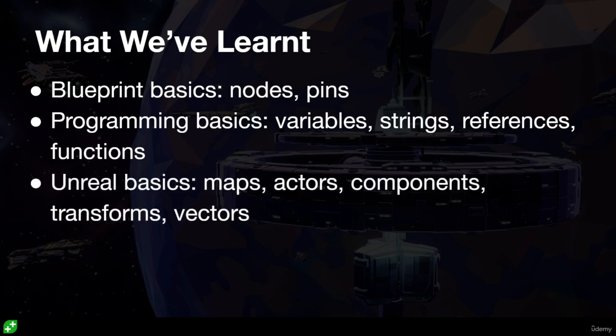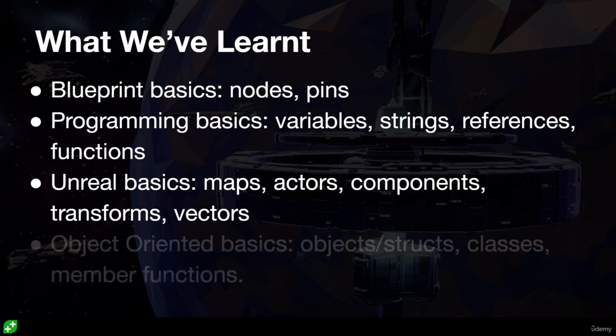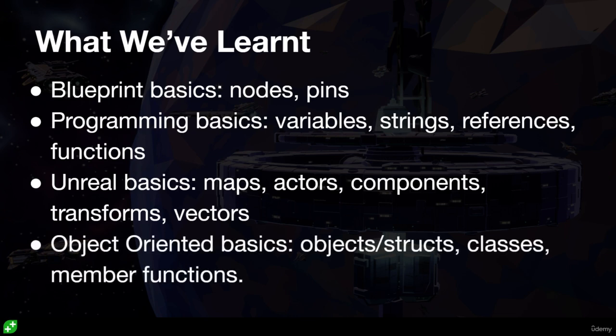Then Unreal basics, things like maps and actors and components and transforms and vectors. All of these things exist in C++ as well, and we'll learn how to use them in the next section. And then we've got object-oriented programming basics, things like objects and structs, classes, member functions, self, all those things that we've just recently learned. Absolutely crucial concepts to understanding C++.